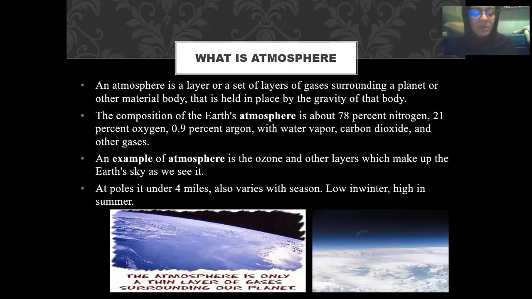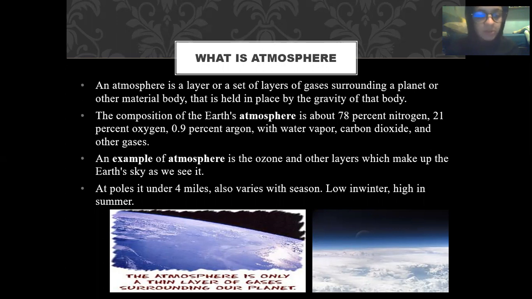What is the atmosphere? An atmosphere is a layer or set of gases surrounding a planet or other material body that is held in place by the gravity of that body. The composition of the Earth's atmosphere is about 78% nitrogen, 21% oxygen, and 0.9% argon, with water vapor and carbon dioxide and other gases.